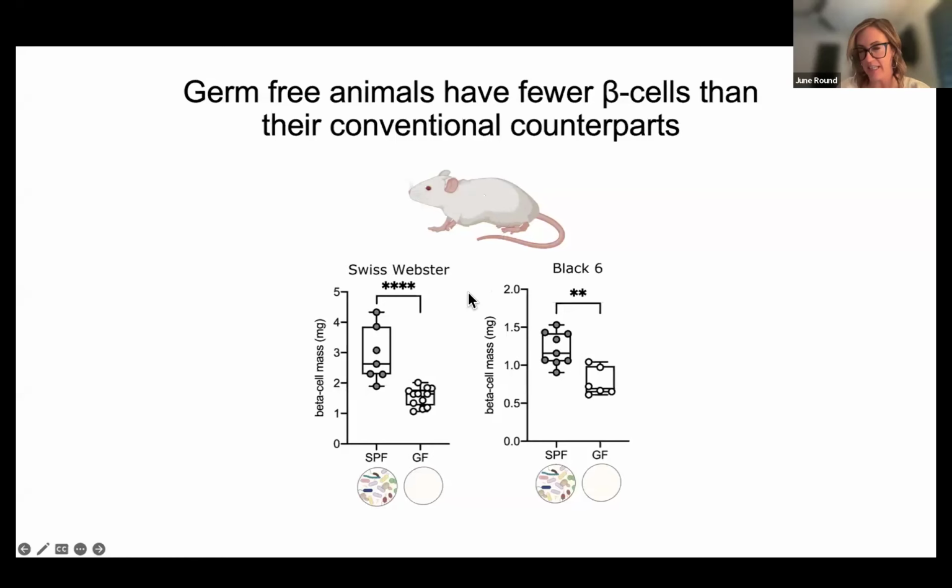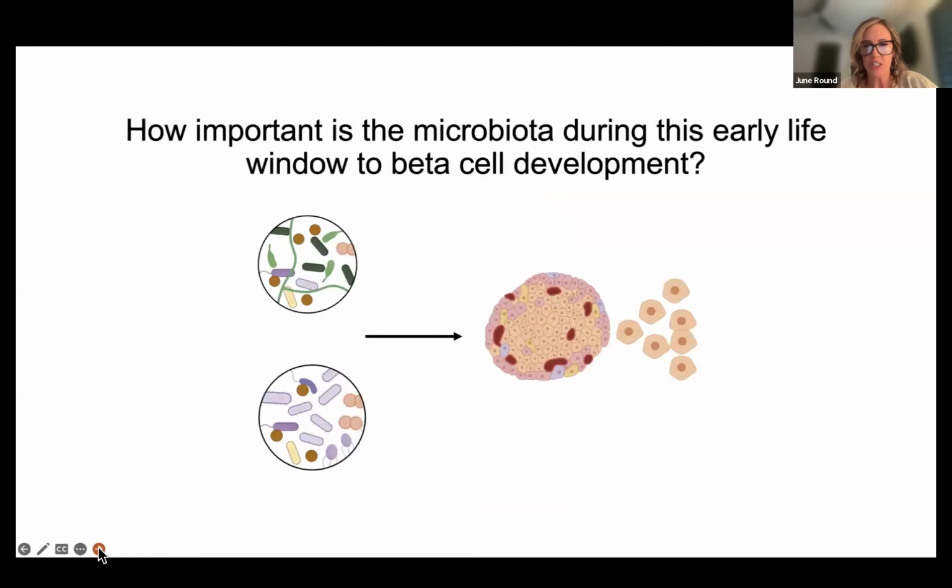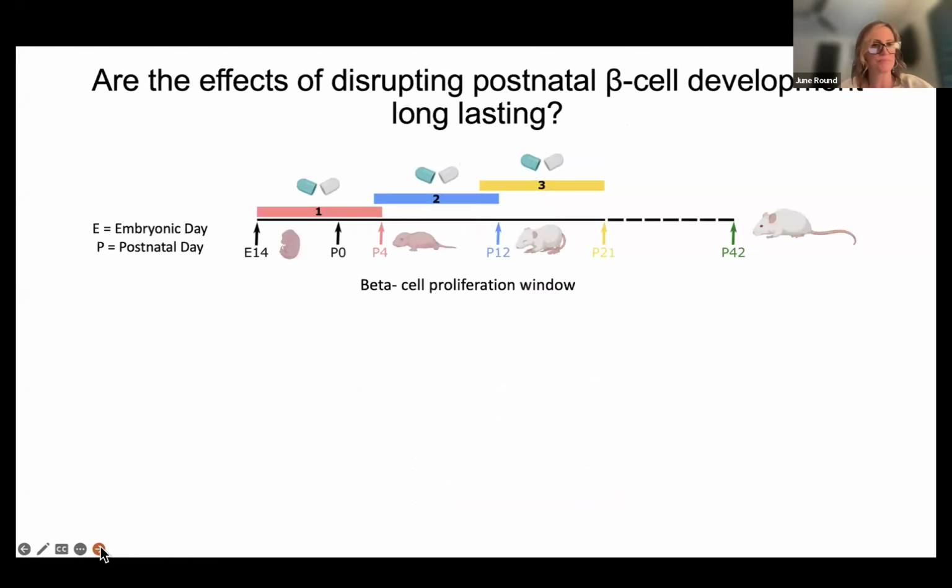So this suggests, again, in the mammalian model, that indeed the microbiota is important for setting the amount of beta cells that you'll have in an adult. So I just told you how important this neonatal window is for the development of beta cells. So when Jennifer Hill joined my lab, she wanted to ask questions about, well, is the microbiota important during this early life window, and are there specific members that are involved?